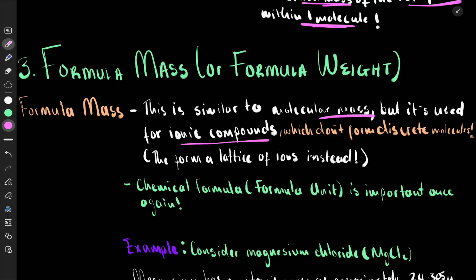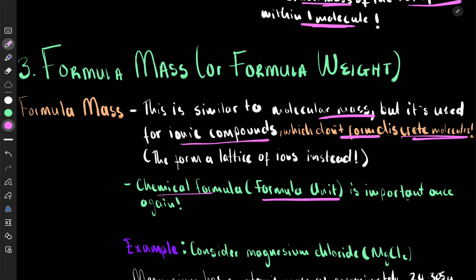It's used for ionic compounds, which, here's the idea, don't form discrete molecules. Ionic compounds are not separate, they are one. So when we want to find the mass, what are we doing? We'll find the mass of one formula unit.